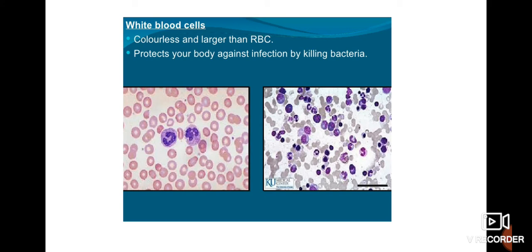Moving across to the white blood cells, which are otherwise called leukocytes, they are colorless in nature and are larger than RBCs. Their main work is to protect our body against infection by any kind of pathogens or disease-causing microorganisms.